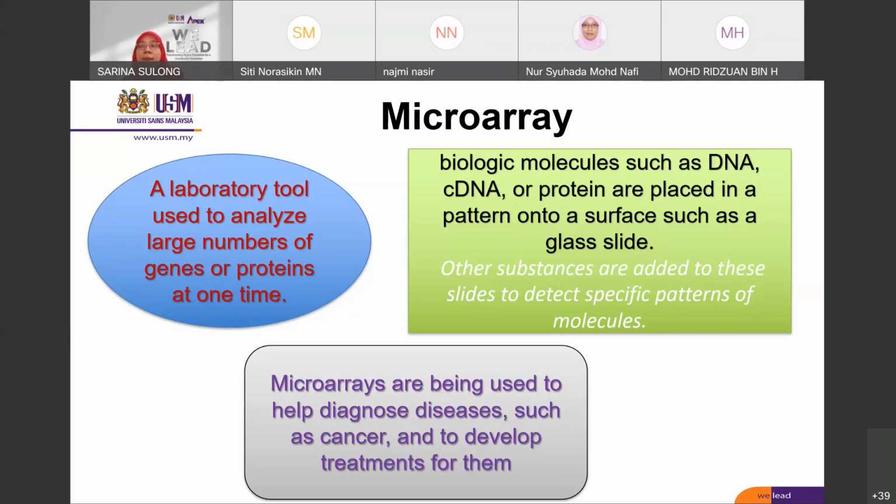Most microarray protocols use reverse transcriptase to convert mRNA into cDNA because DNA is more stable than RNA. The number of different genes or nucleic acid sequences that can be simultaneously assayed on one DNA chip can range from 10 to 1 million or more. This technology works under the principle of binding, also called hybridization. Hybridization is one of the main processes in the microarray workflow, where strands of complementary sequences of DNA or cDNA bind with each other. Microarrays are being used to help diagnose disease, such as cancer, and also to develop treatments for them.